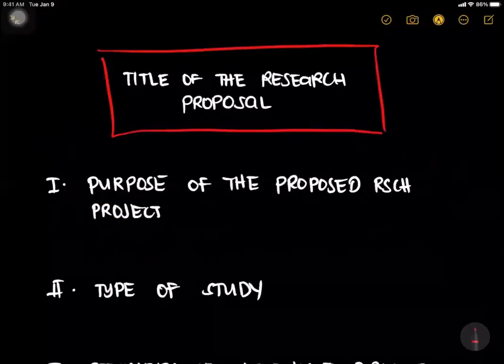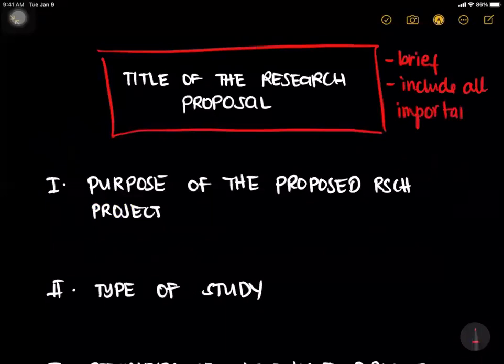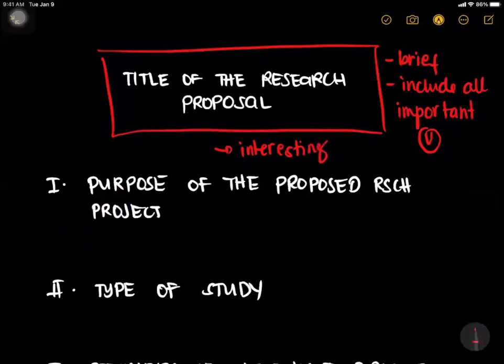Now, for your title, class, it has to be brief. Just a quick look at the characteristics of your title: it should be brief, it should include all important variables, and it should be interesting. Why? Because the title of a research proposal is the first thing that the sponsor and the panel will see, and that would create the first impression of whether they would like your proposal or not.